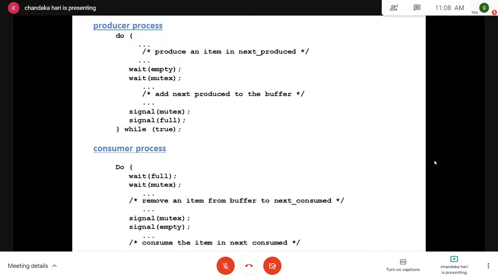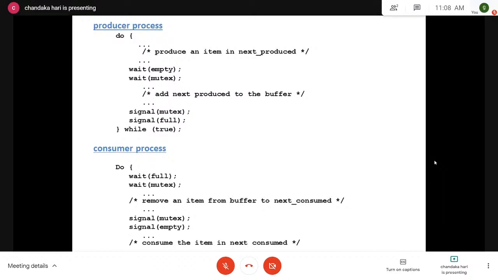Wait empty means at least one place is there for placing an item. In case the buffer has sufficient place for placing an item, immediately you are not allowed to enter into the critical section.